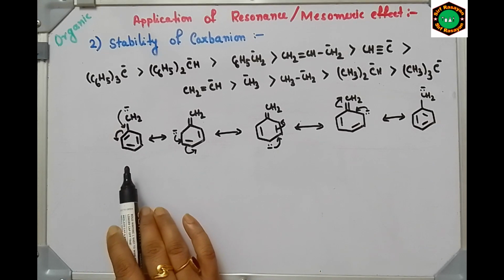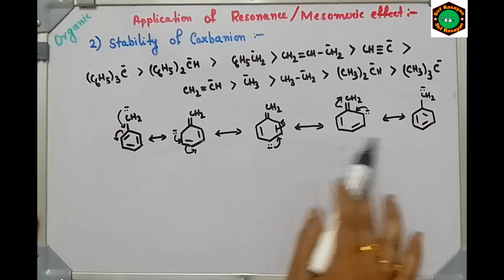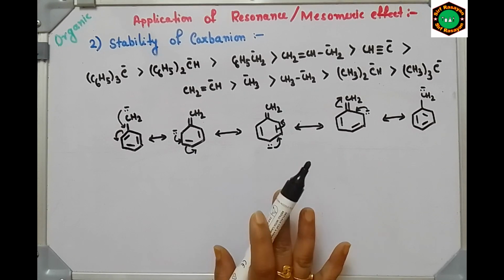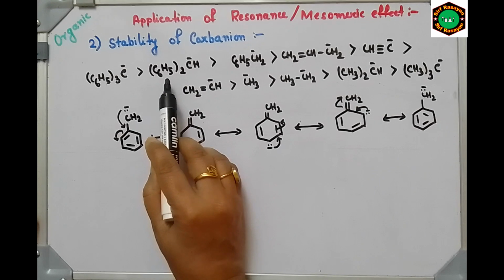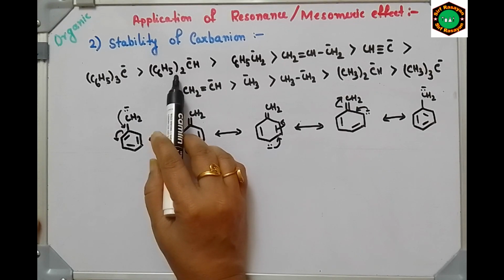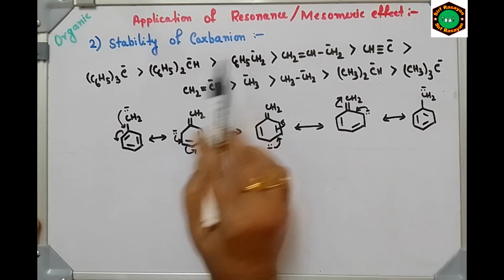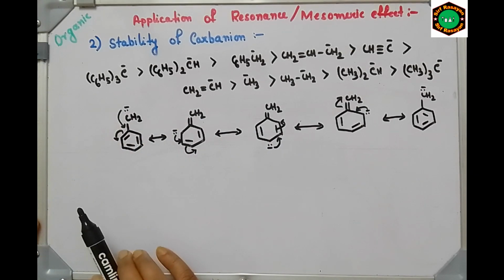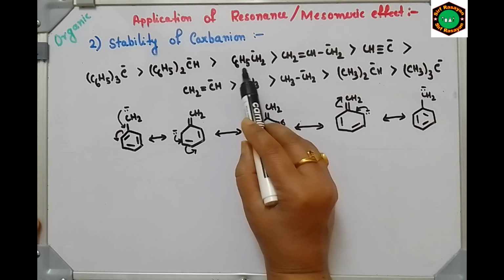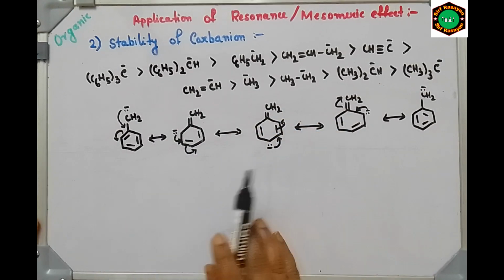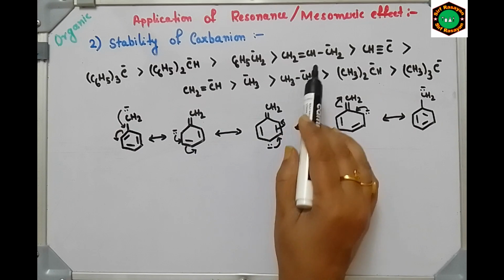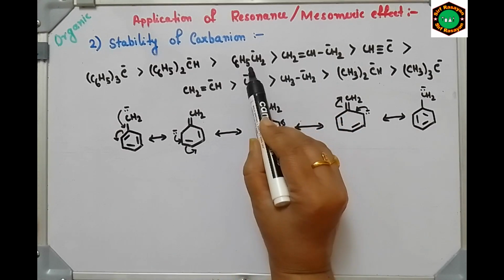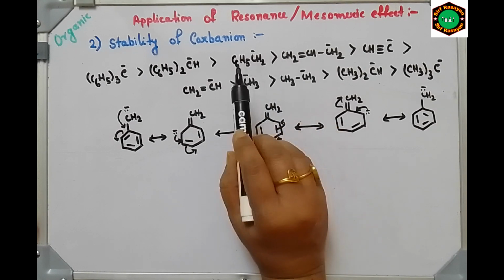Now see, this is benzylic carbanion. Five resonating structures are possible. That's why it is stable. So it is stabilized by resonance. Here 2 benzene rings are there. So obviously it is more stable than this one. Here 3 benzene rings are there. So it is the most stable one. Here benzylic carbanion is having 5 resonating structures and allylic carbanion is having 2 resonating structures. So this is more stable than this one.